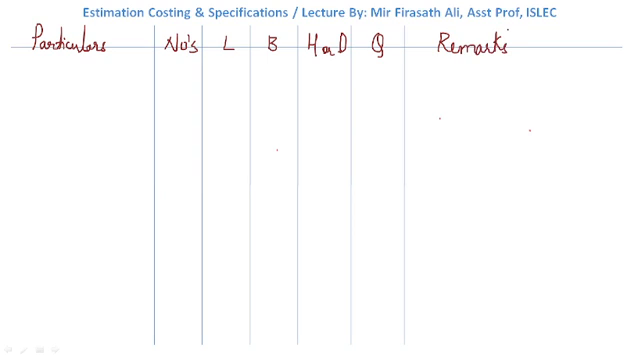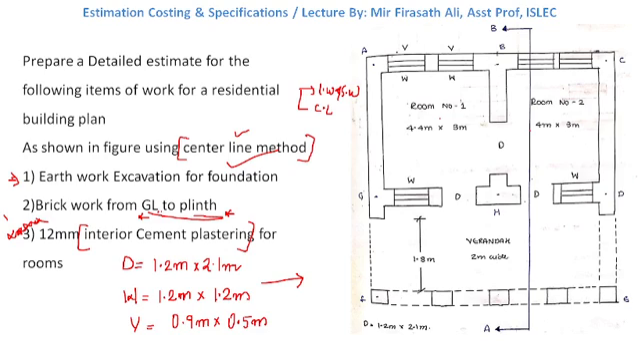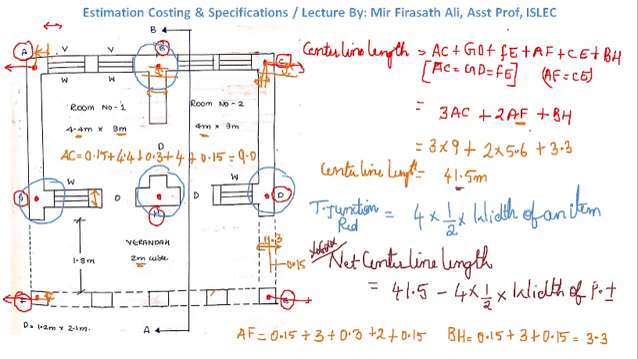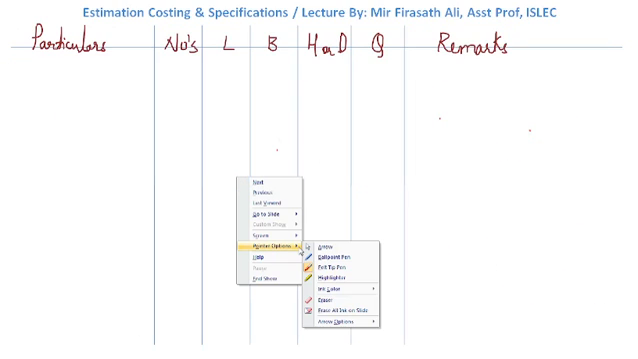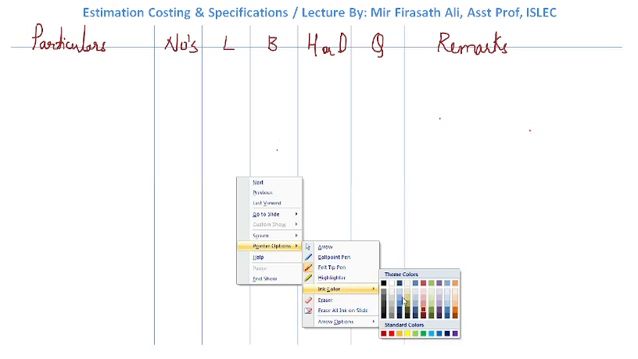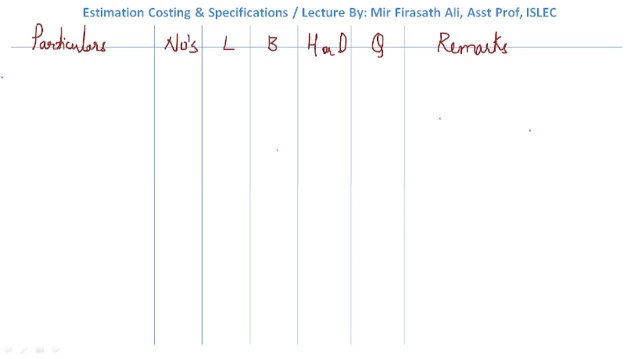What is the first thing we need to find out? We need to find out the earthwork for excavation in foundation. So our first step is to find out the quantity of earthwork in excavation. How many numbers are we talking about? 1. Okay. What is our length?